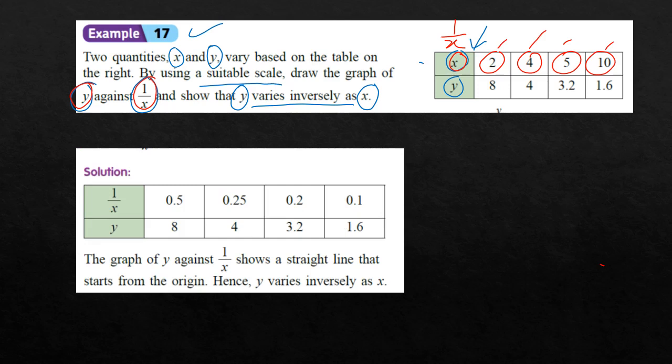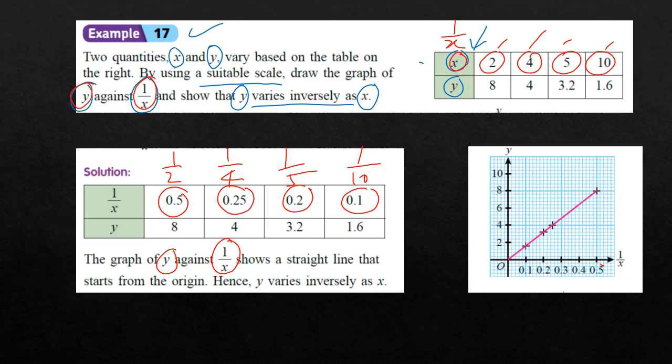Here in the solution, it's done for you. 0.5 you get from 1 over 2. 0.25 is 1 over 4. This one is 1 over 5. This is 1 over 10. So you draw the graph of y against 1 over x. What do you get? Okay, you get this one, a straight line.